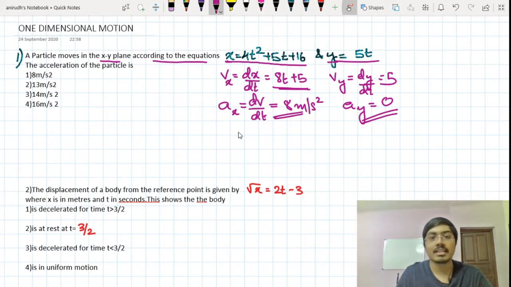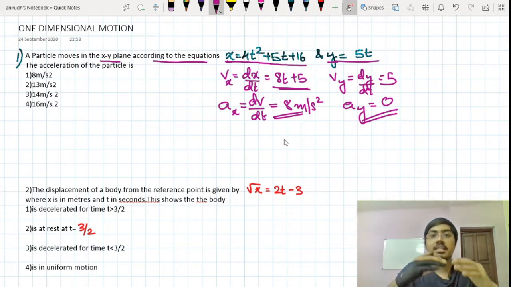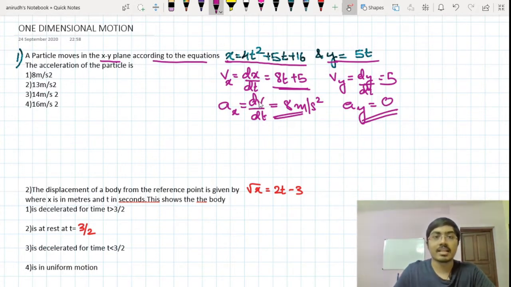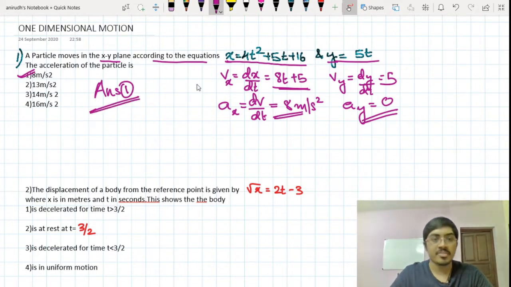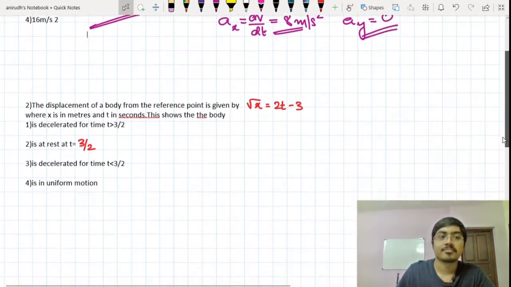Therefore, I can say that only along the x direction does this particle have an acceleration. Along the y direction, since acceleration is equal to 0, the velocity is constant, so the motion is a uniform motion. Along the x direction it is uniformly accelerated motion. So the acceleration along the x direction, the answer, is option number 1, right? 8 meter per second square. This is a fairly easy question which all of us will be solving. Now let's proceed to the next question that I have selected.